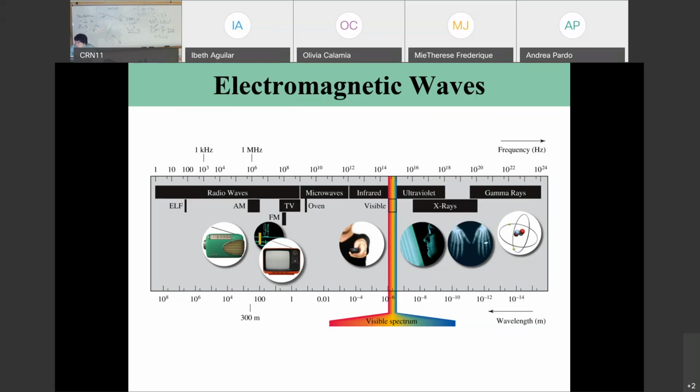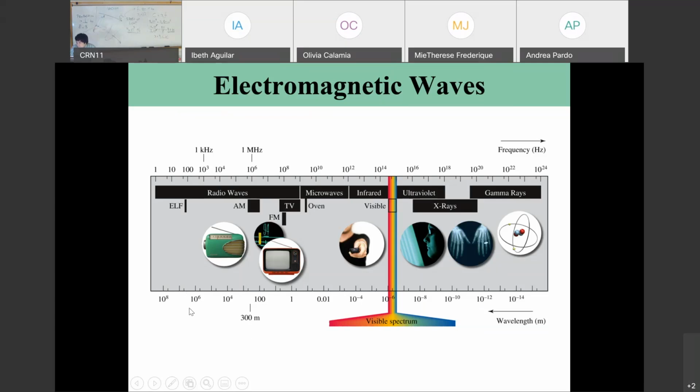So as you go towards the right, you get more frequency. More frequency is more intensity, more energy, but less wavelength. Look at the wavelength at the bottom, 10 to the negative 14. Very small. As you go to the radio side, you get larger wavelengths.